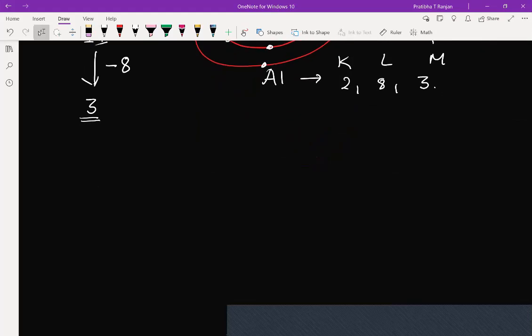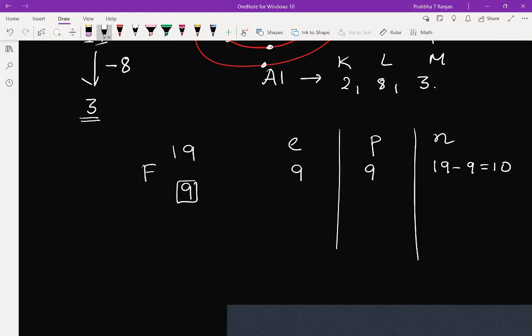Now let's suppose we have fluorine. So fluorine is 19 and there is a 9. First of all, I will write how many electrons, how many neutrons, and how many protons. Since the proton is 9, as you can see, in the neutral state the electron is also 9, and the neutron will be 19 minus 9, that is equal to 10. So in this way you can write it, right?